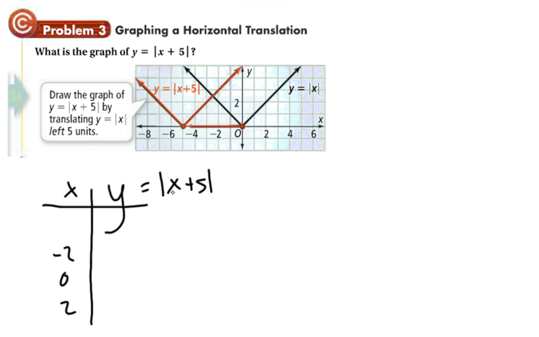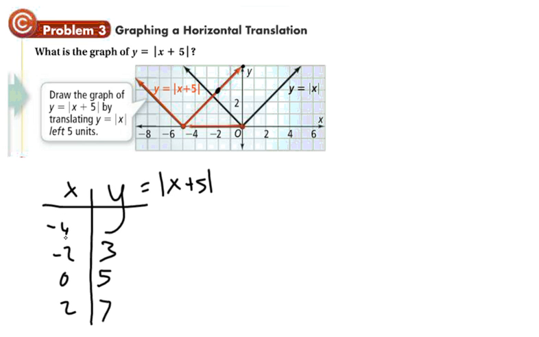So if you plug in -2 for x, -2 plus 5 is 3. Absolute value of that would be 3. So we have -2 and 3. That's this one right here. 0 would be absolute value of 5, which is 5. That's going to be way up here. And you'll notice if you do 2, it's going to be 7. It's not even making a V yet. So we need to make it go farther to the left to make a V.